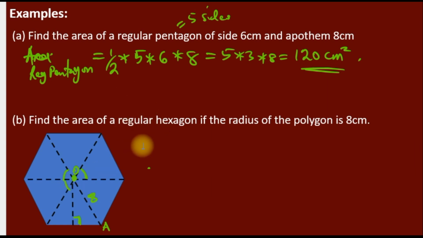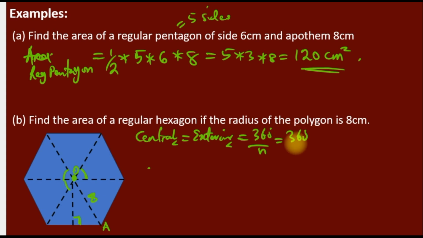So each central angle is always equal to the exterior angle. And I told you, for a regular polygon, the exterior angle is 360 degrees over n. So we have 6 sides, so 360 over 6. So each of them is 60. So this central angle is 60 degrees.